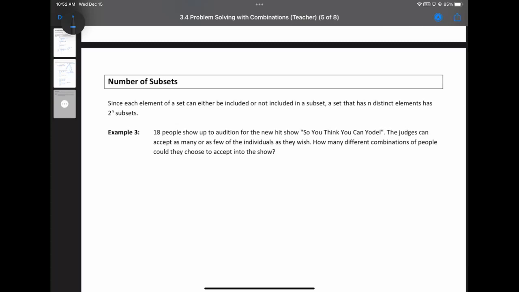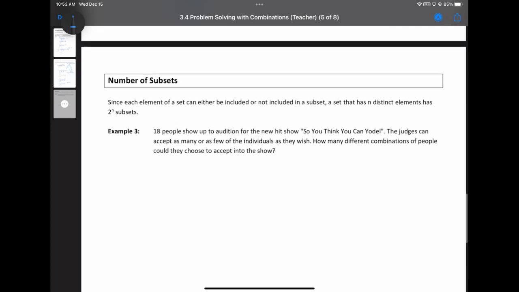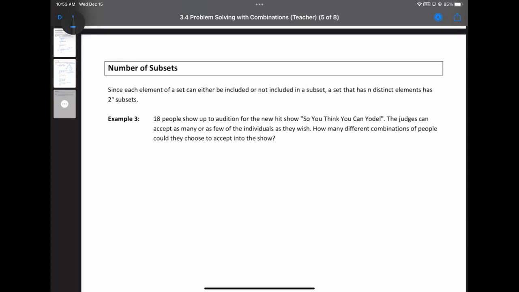So in our example, we've got 18 contestants auditioning for the hit show So You Think You Can Yodel, a Swiss version of So You Think You Can Sing or Dance or whatever. Judges can accept as many or as few of the individuals as they wish. So they could choose none, they could choose all 18. They're just basing it completely on talent and yodeling ability, apparently. By the way, if you don't know what yodeling is, just look it up. I don't know if I'd recommend looking up a video, but look up the definition. How many different combinations of people could they choose to accept into the show?